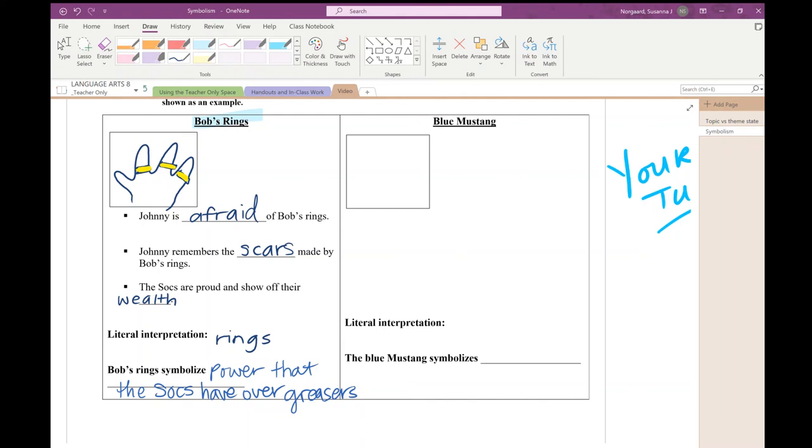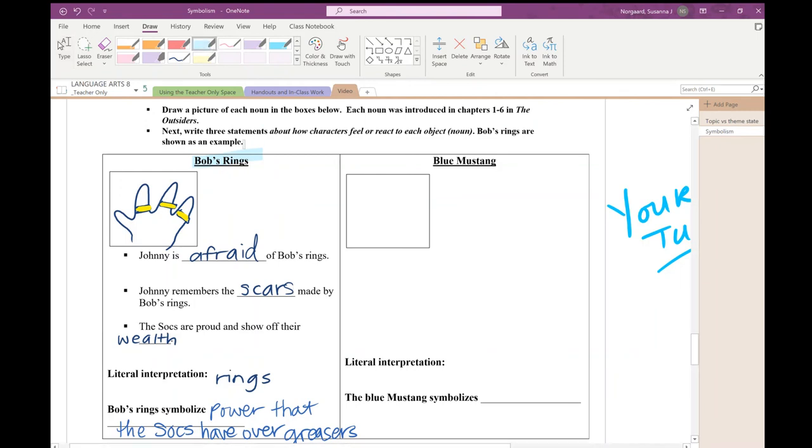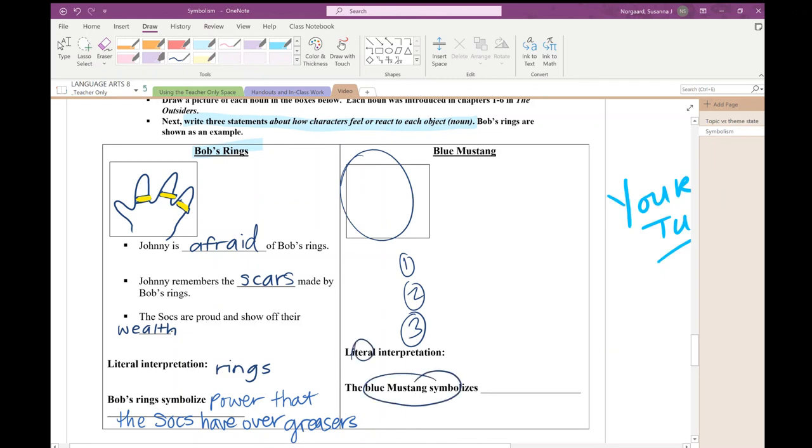So you guys are going to do the exact same thing with the rest of the objects here in your groups. You're going to come up with a couple of sentences, right? So write three statements about how the characters feel or react to each object. So for the Blue Mustang, you guys are going to come up with one, two, three sentences about the Blue Mustang, about how characters react to them, or what sorts of associations there are with the Blue Mustang here in the space below. You'll draw a picture, of course. You'll give me the literal interpretation, and then what you and your group think the Blue Mustang symbolizes.